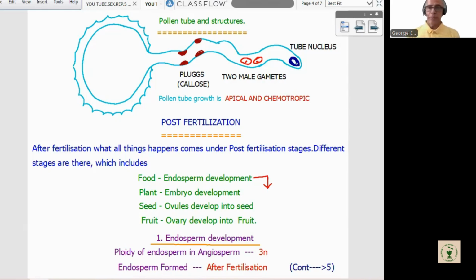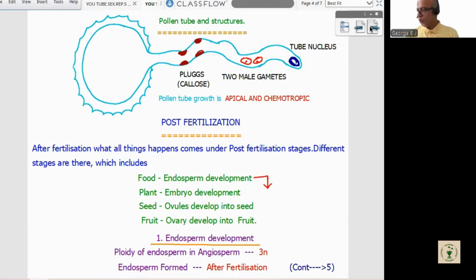The ploidy of the endosperm in angiosperm is triploid. Questions will be there. A diploid male parent is crossed with a tetraploid female parent. What will be the zygotic ploidy? What will be the endosperm ploidy? I will put all this in a question series after finishing all the chapters. Now, endosperm is formed after fertilization in angiosperms. But remember, in gymnosperm, it is before fertilization, and it is haploid. Here it is after fertilization, and it is triploid. That is another usual question, either in plant kingdom or here. So angiosperm: triploid, formed after fertilization. Gymnosperm: haploid and before fertilization.